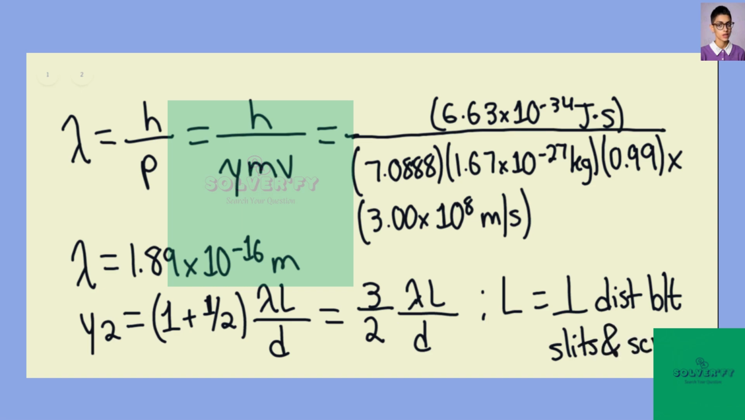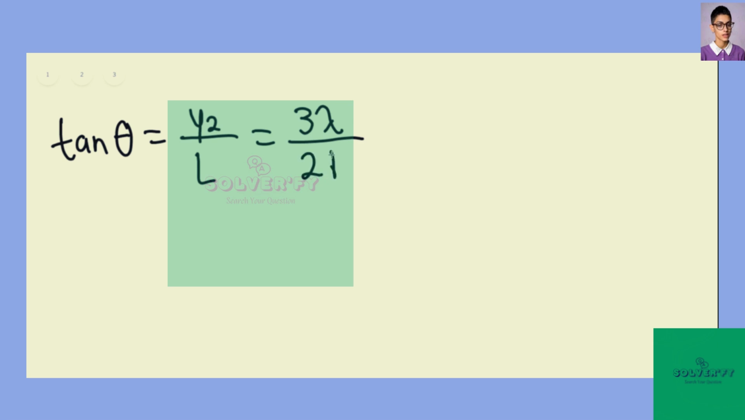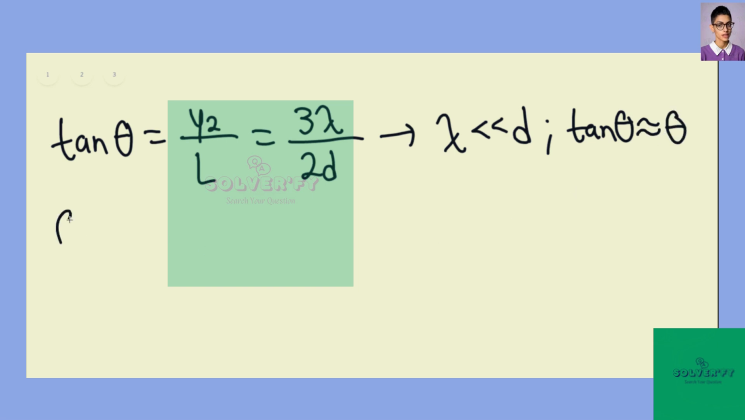At this point, we can then create an equation. The angle between the center of the pattern and the second minimum would be given by tangent of theta. This would equal y sub 2 over L, and this is equaling 3 times lambda, the wavelength, divided by 2d. And we know that here the wavelength is much, much less than the distance d. So we can say that tangent of theta is going to be approximately equal to theta. And so theta would then be approximately equal to 3 times lambda over 2d.